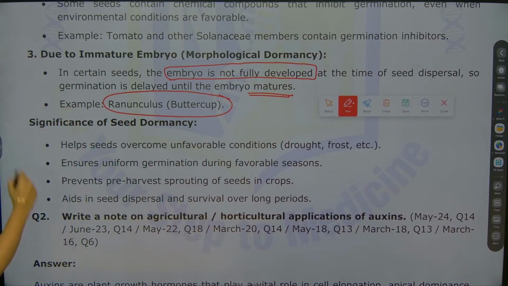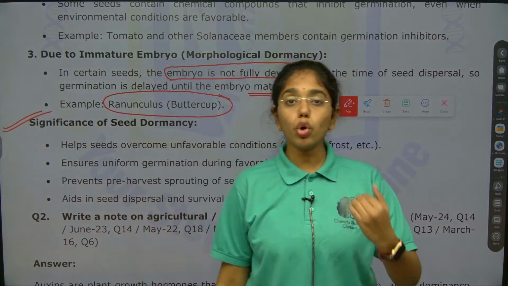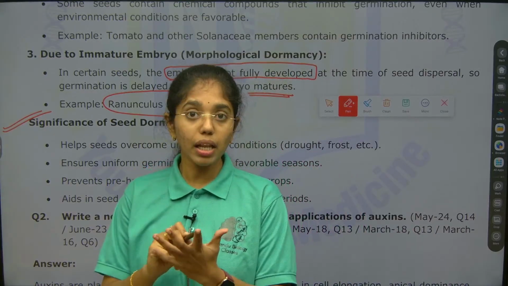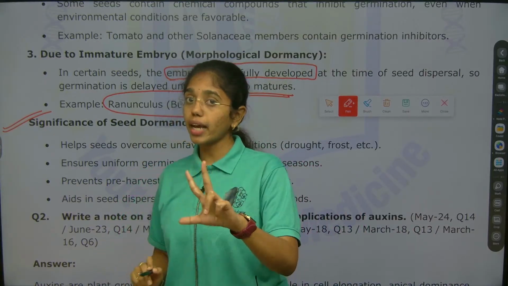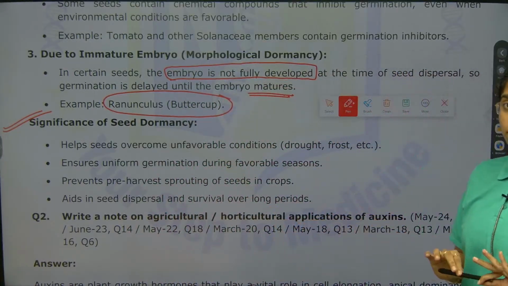Now here we see the significance of seed dormancy. What is the significance of seed dormancy? So we have looked at the causes. One is physical barrier, second is chemical, and third is physiological. Three types you have to mention, ma'am. After this, what is the significance of seed dormancy?